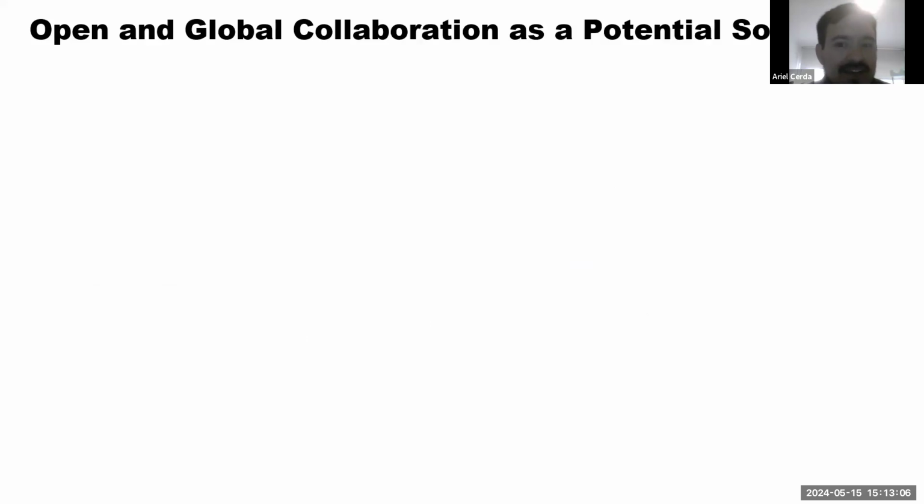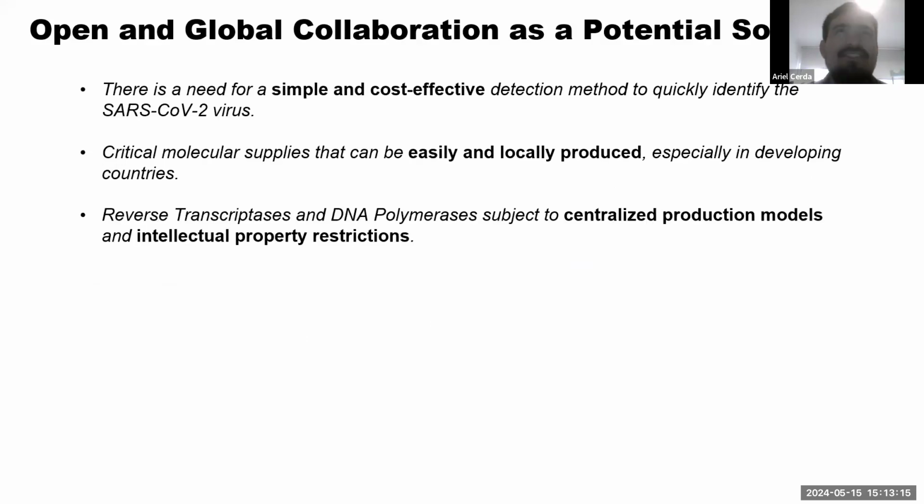One of the lessons that this pandemic has taught us is that open and global collaboration greatly contributes to finding solutions. Moreover, this crisis has highlighted that there is a need for a simple and cost-effective detection method to quickly identify the SARS-CoV virus, a need for critical molecular supplies that can be easily and locally produced, especially in developing countries, and that the enzymes needed for this kind of test, such as reverse transcriptase and DNA polymerase, are subject to centralized production models and intellectual property restrictions.